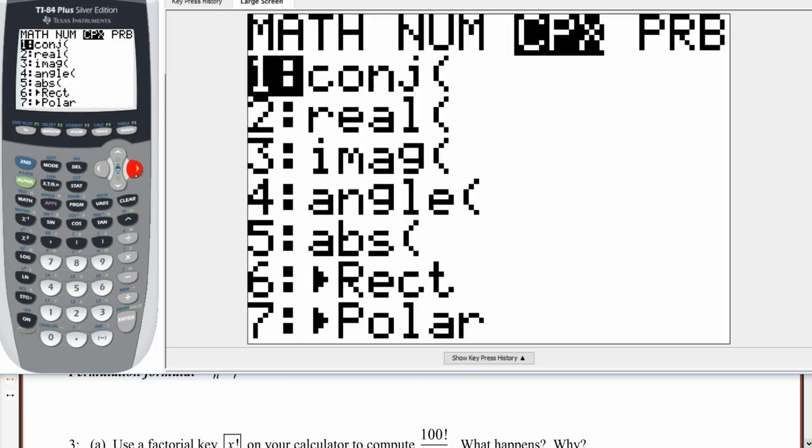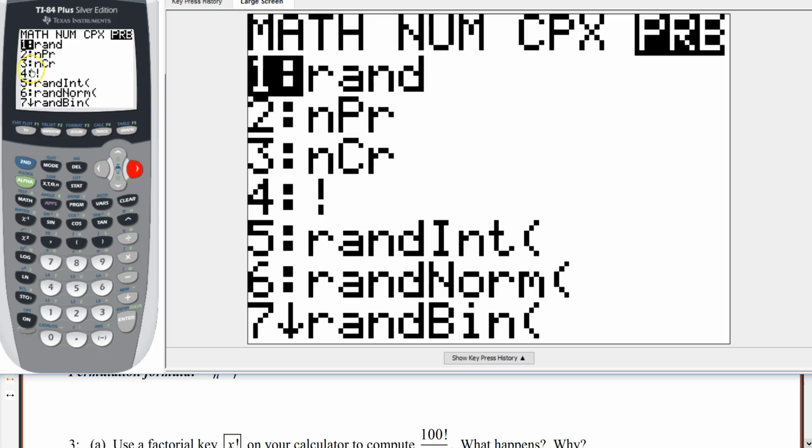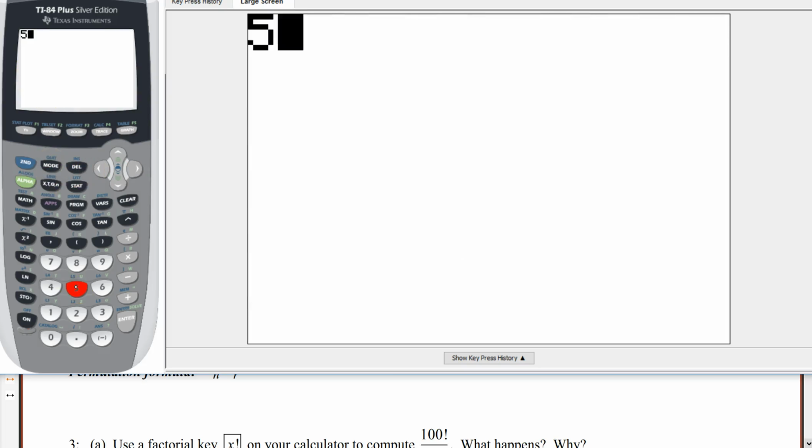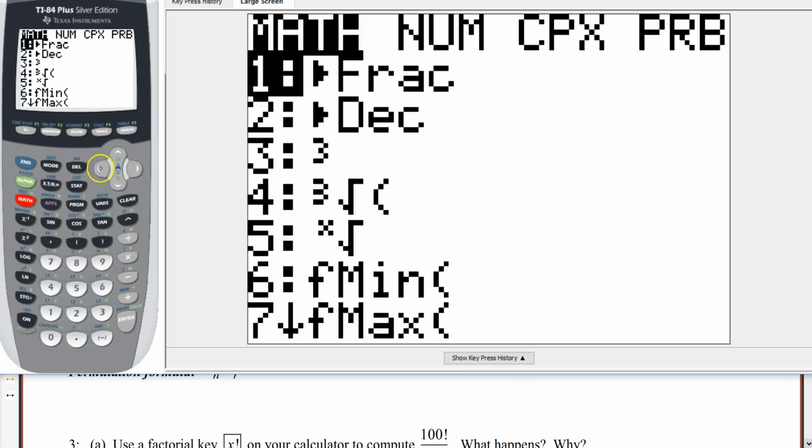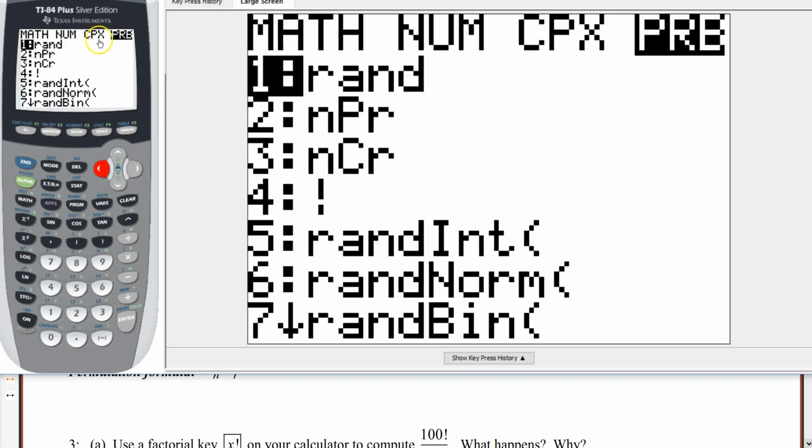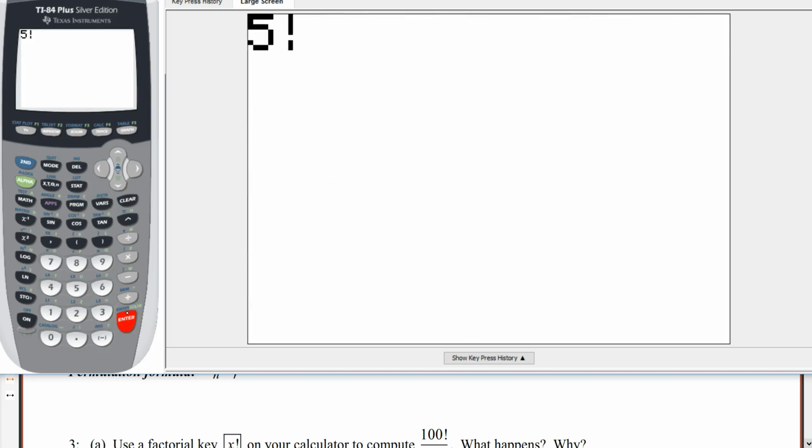If you arrow over to the probability menu, there's your factorial option right there. So that would be option 4. What you would need to do is first key in what you want your number to be, and then go inside math. Now I'm just going to arrow to the left to swing back around here. Then you could either arrow down to the 4 and hit enter, or you could actually hit the number 4 to grab it. Now that I have that symbol on here, I'm just going to hit enter to evaluate it, and there's your 120.